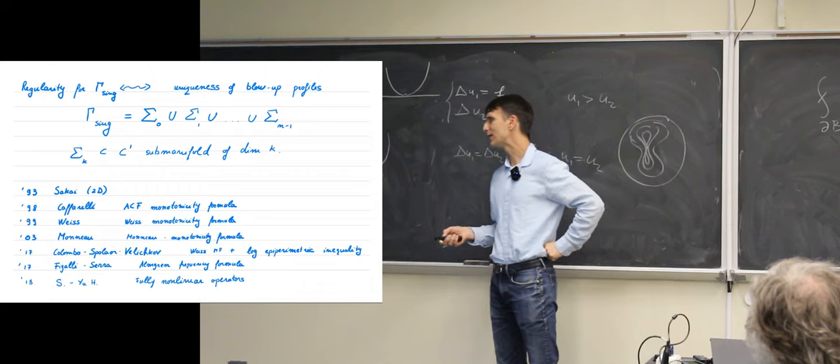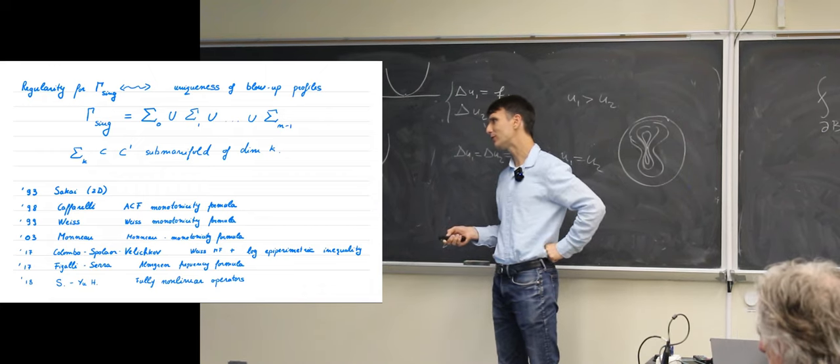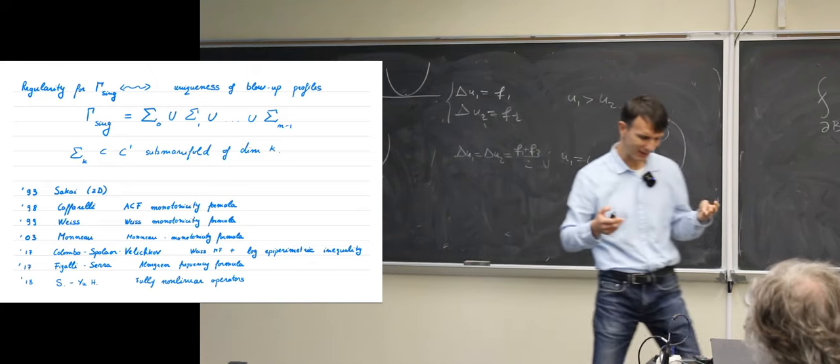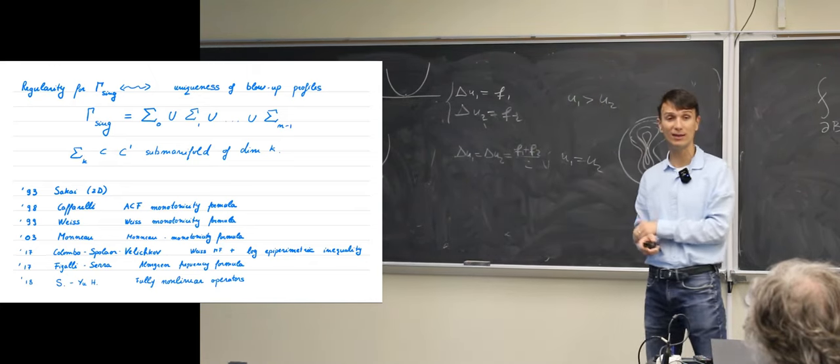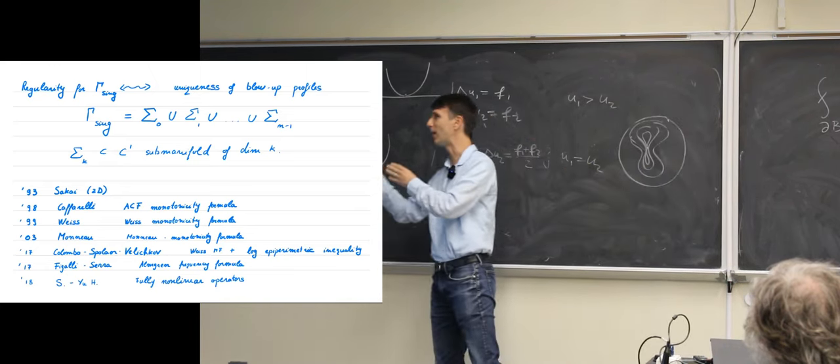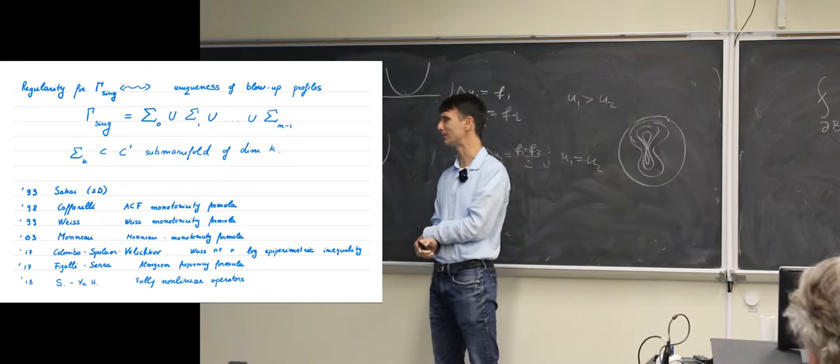And Figalli and Serra used the Almgren frequency formula, like again another monotonicity formula, and these have to do with the thin obstacle problem. I'll explain in a second the relationship between the obstacle problem and the thin obstacle problem.